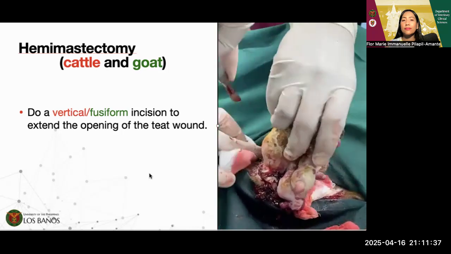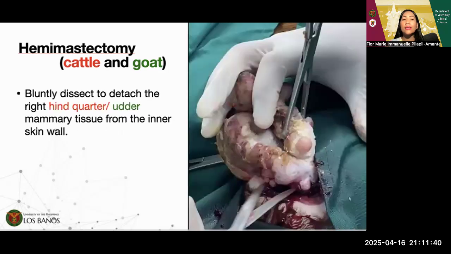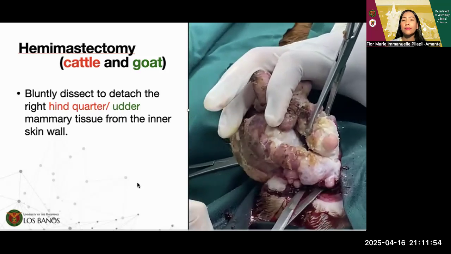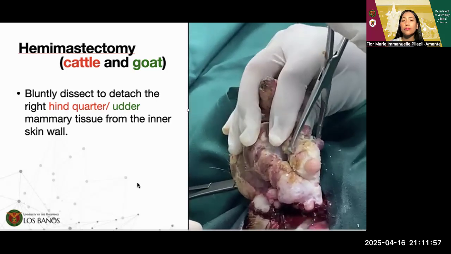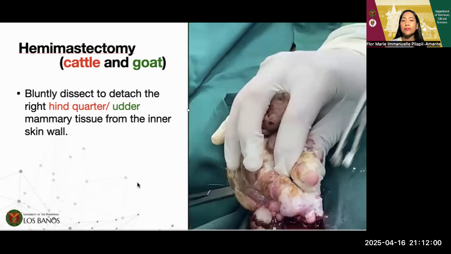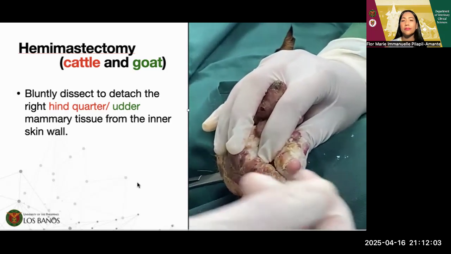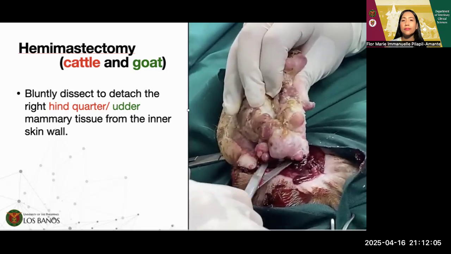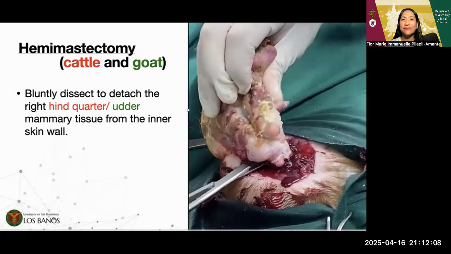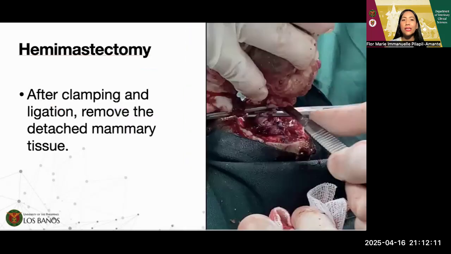Next, the right hind udder of the cattle patient and the right udder of that goat patient was bluntly dissected to detach the mammary tissue from the inner skin wall. After clamping and ligation, the detached mammary tissue was removed.